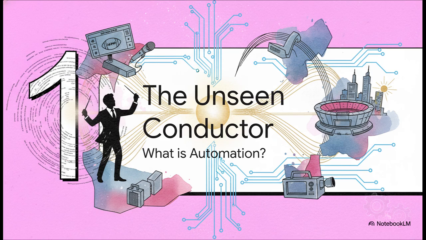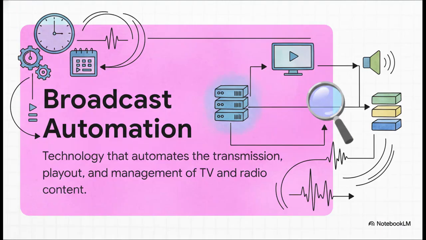What we're really talking about here is the unseen conductor of the entire broadcast orchestra. It's kind of like the central nervous system that makes sure everything you see and hear gets to you seamlessly, whether it's the Super Bowl or just your local morning news. To put it simply, broadcast automation is the ultimate master playlist for an entire network. It's the software that schedules the shows, queues up the commercials, overlays all the graphics, and makes absolutely sure it all airs perfectly on time.